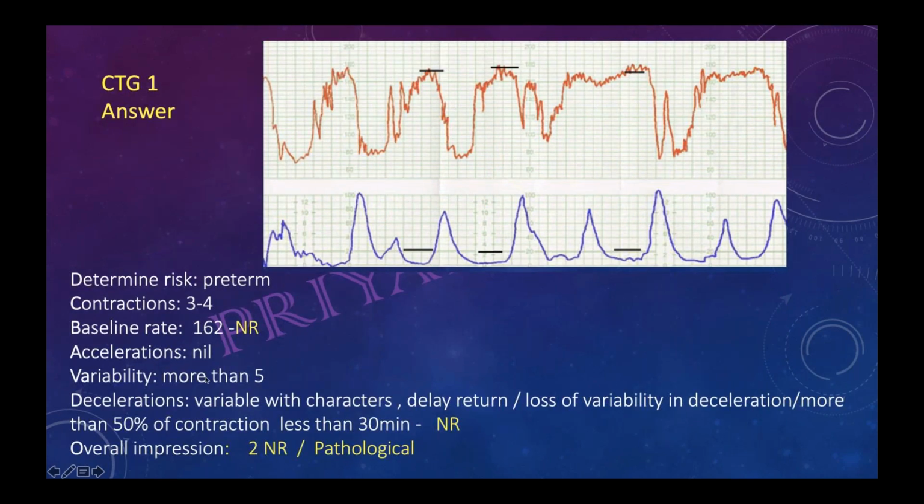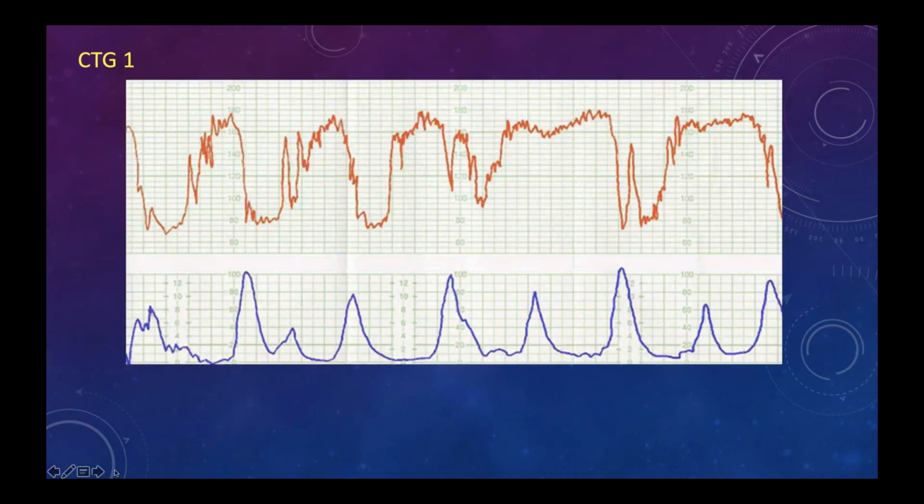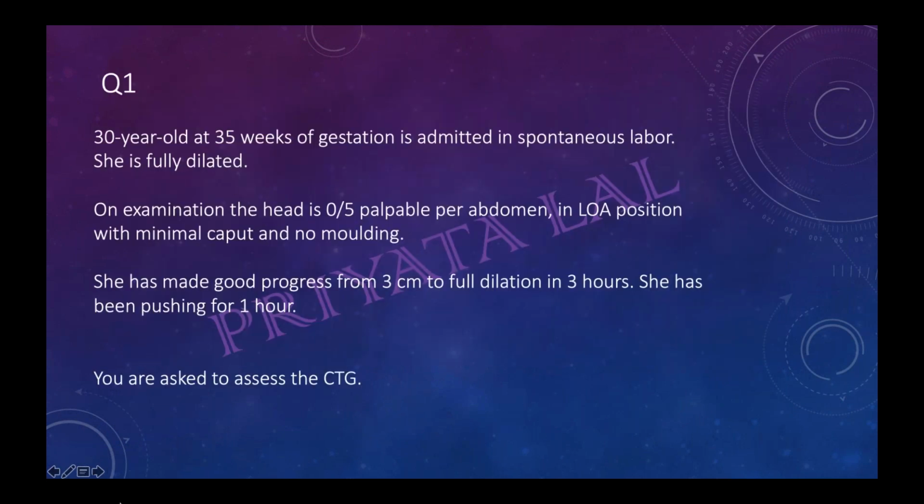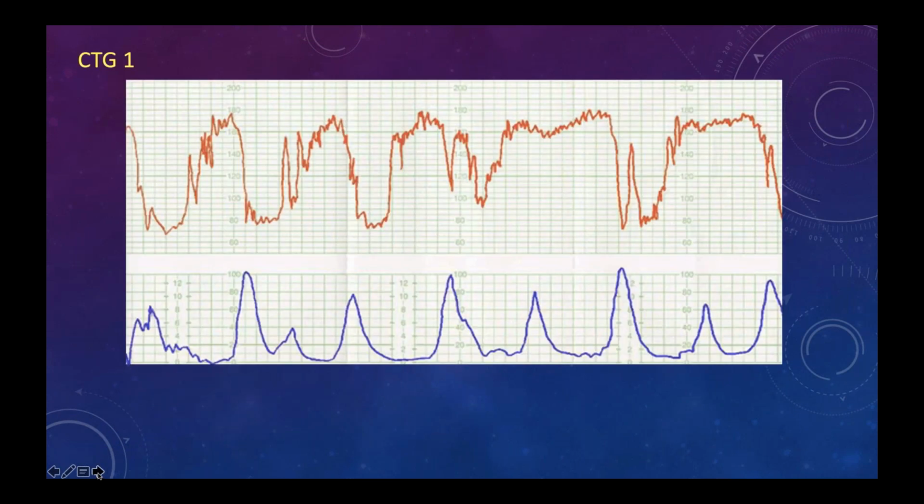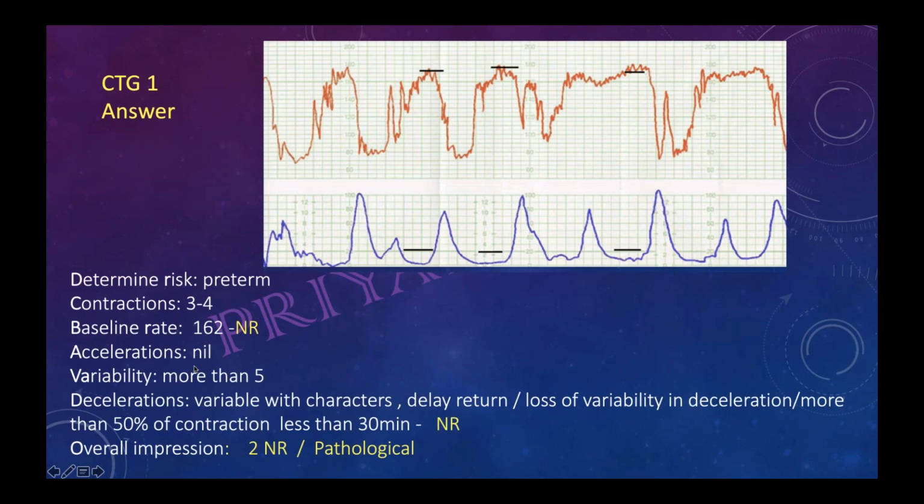Okay, so people, now come here. Whenever an answer is given, it is given in DR BRAVADO. D is determine risk. In this patient, it is less than 35 weeks, so they are saying it is preterm, so it is a risk. Contractions 3 to 4. Baseline 162. NR is non-reassuring. So the baseline is 162, so this is 1 NR.